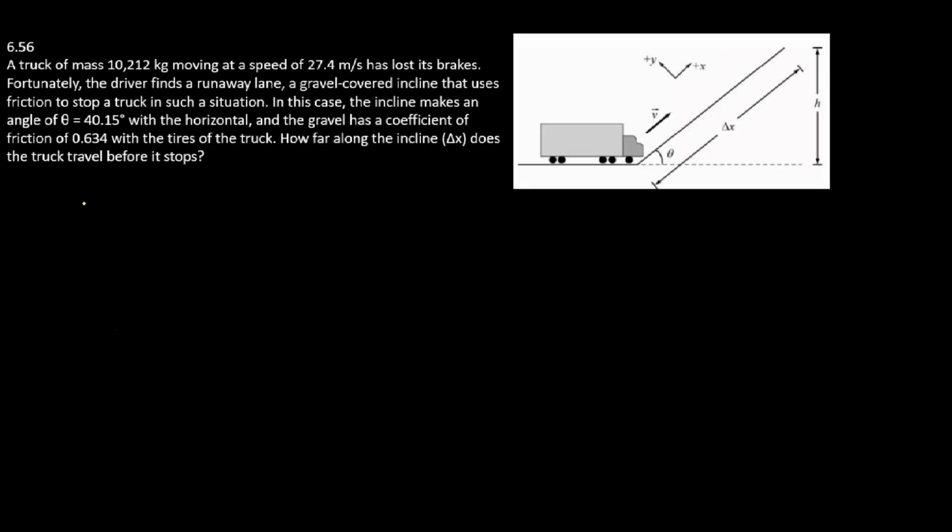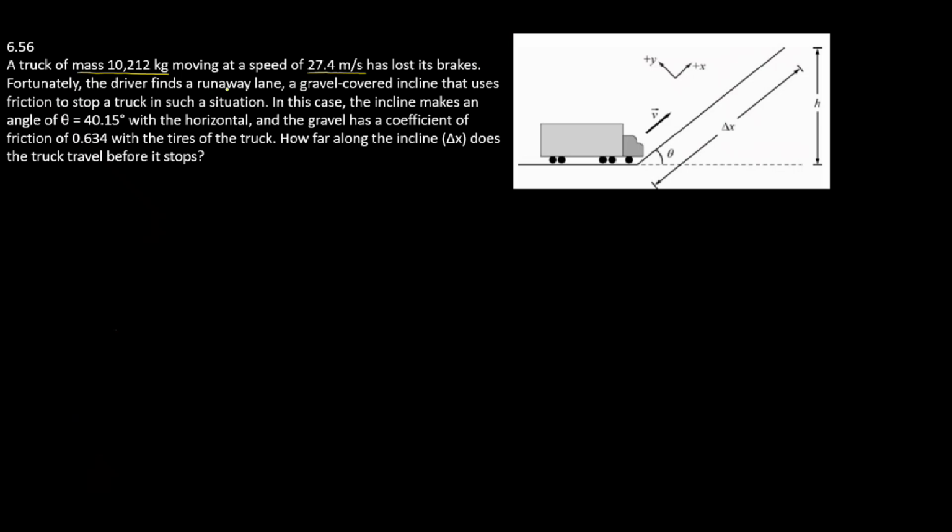In this video, we are going to solve question 6.56. A truck of mass 10,212 kg moving at a speed of 27.4 meter per second has lost its brakes.